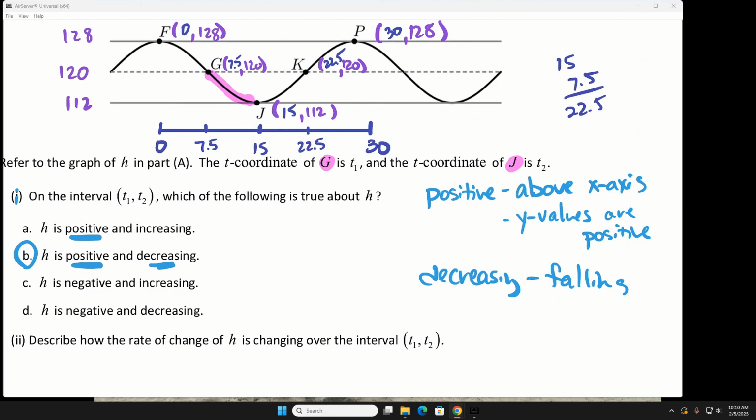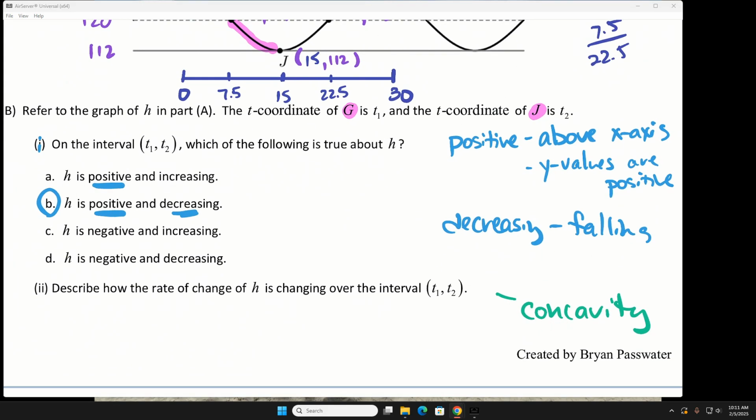All right, and then number 2 is always going to ask you what the rate of change is doing, how the rate of change is changing. So when you're talking about how the rate of change is changing, what are you looking at? Concavity. So we're still talking about that same section. So how would you say the rate of change is changing in that section? You could say that. That's way more than you have to. All you have to say, I mean, that's beautiful, but all you have to say is increasing because the graph is concave up. And you don't even have to say why.